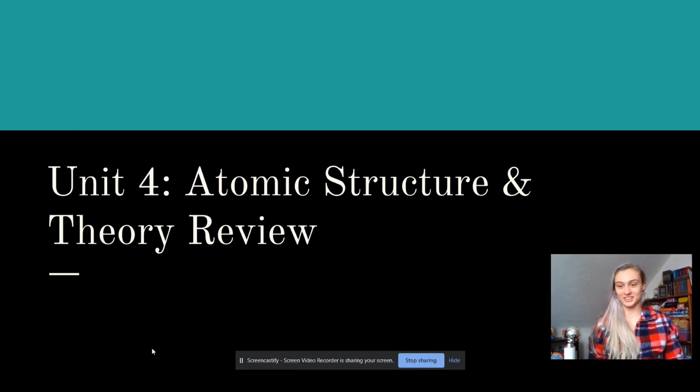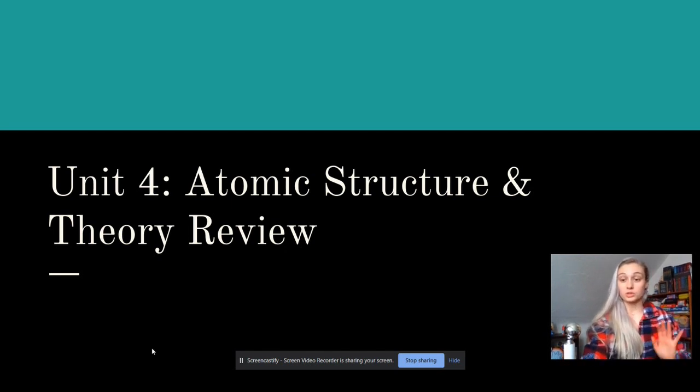So this is where you should start taking notes. The unit was called Atomic Structure and Theory, or atomic theory and structure, whatever. This is unit 4, and this is everything from the first thing that we did, the atomic theory foldable with all the scientists, to what we did most recently, the isotopes review, element math game, all that.